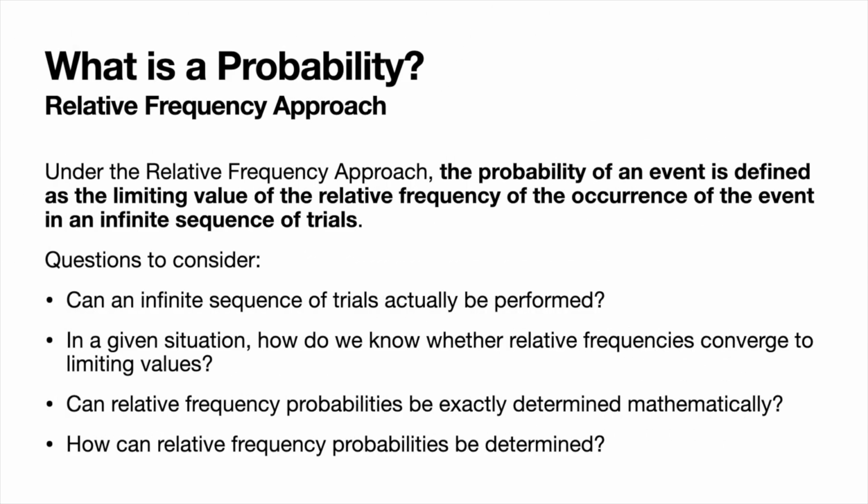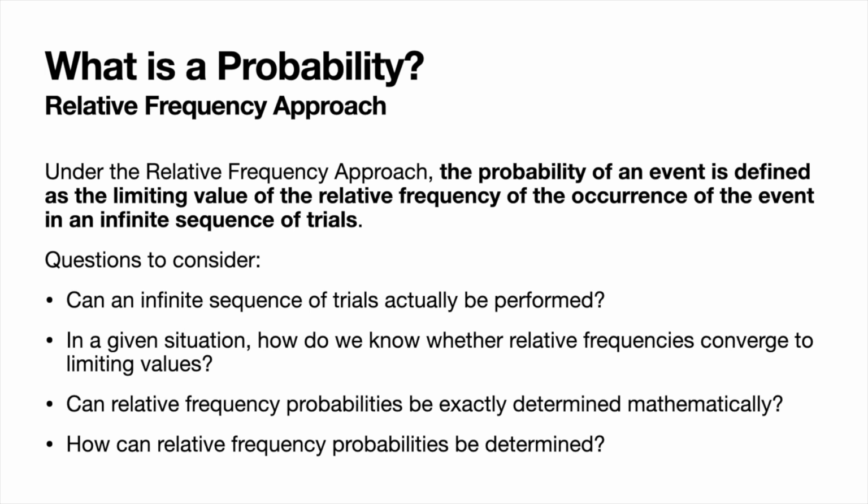Next, let's look at the relative frequency approach, or relative frequency probabilities. Under the relative frequency approach, the probability of an event is defined as the limiting value of the relative frequency of the occurrence of the event in an infinite sequence of trials.